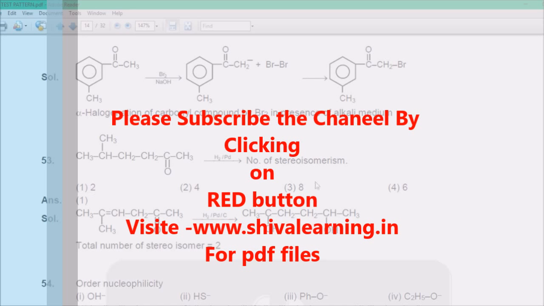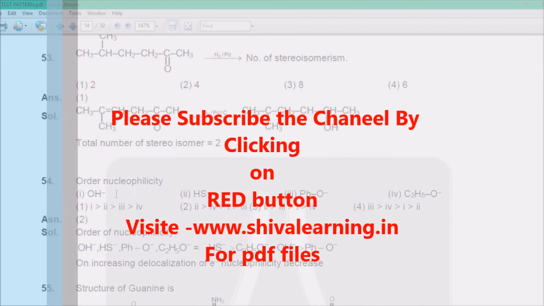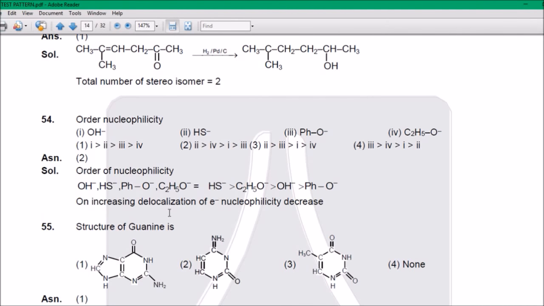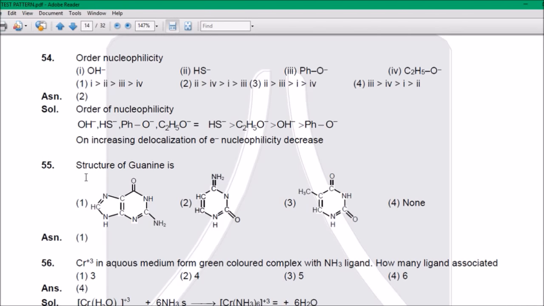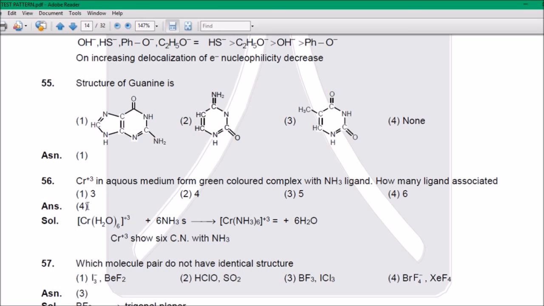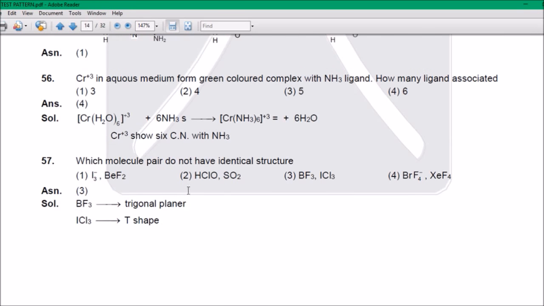1 2 4 3, number of stereoisomerism, answer is 1 2 is possible. Okay. Order of nucleophilicity, answer is 2. This one. And then 55, structure of guanine, 1. This one. 56, 4 6, how many ligands associated, 6. Okay.